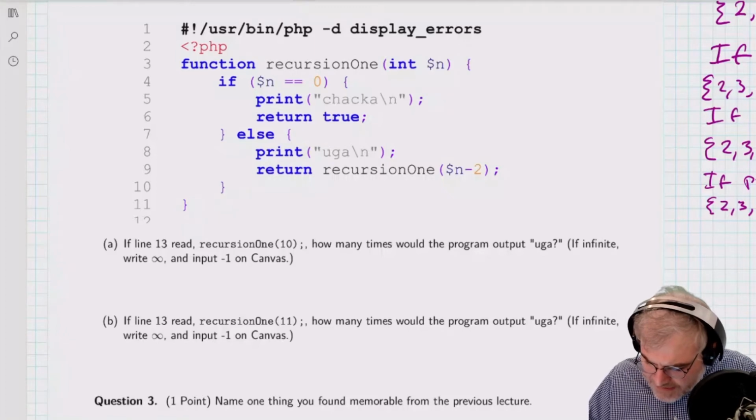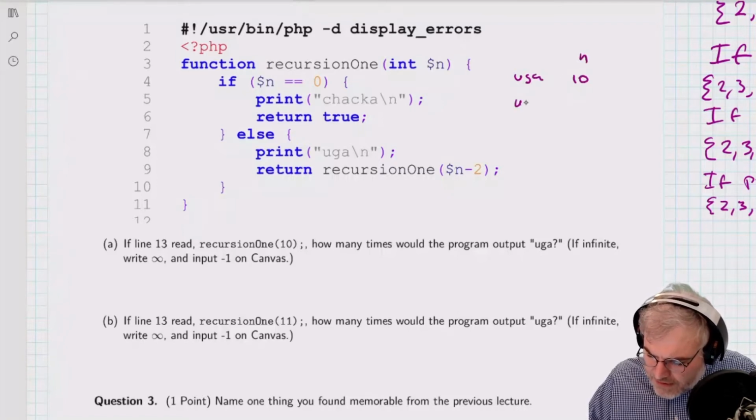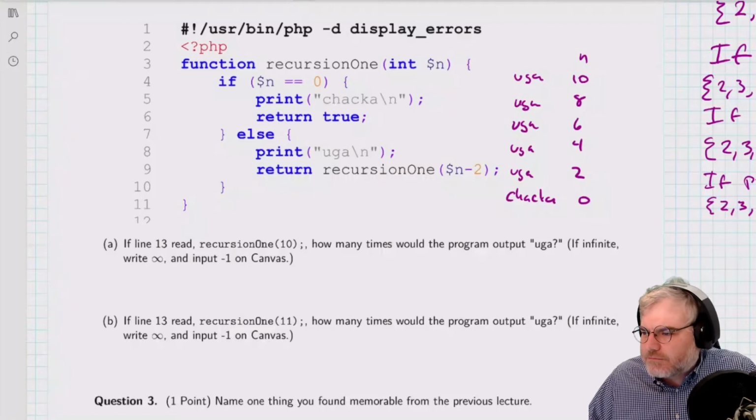Okay, so let's see. N starts at 10 and is not 0, so I'm going to go 2 down. N is now 8. So I've got a UGA for 10, a UGA for 8, a UGA for 6, a UGA for 4, a UGA for 2. And then I get to 0. When I go in, I get a chaka. So it's UGA, UGA, UGA, UGA, UGA, chaka.